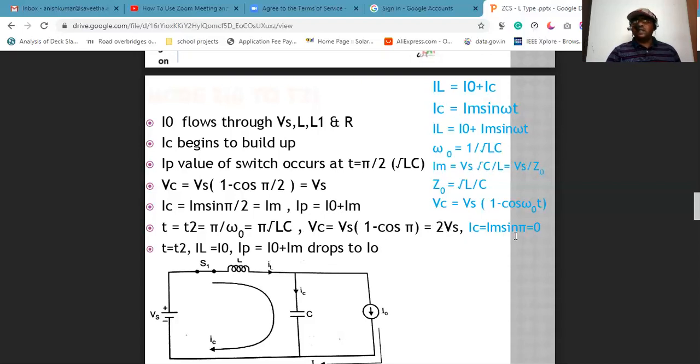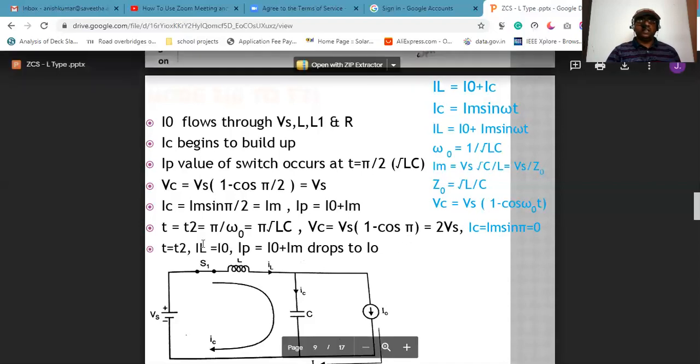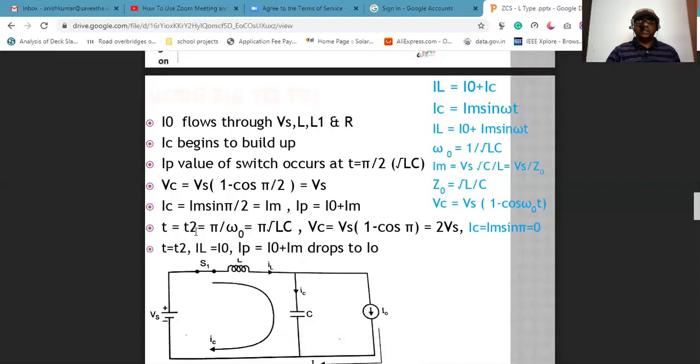So sin pi is equal to 0. So the capacitor current is 0. So at 180 degrees, or at time t is equal to t2, the capacitor current is 0 and the voltage across the capacitor is 2 Vs. At time t is equal to 0, IL is equal to I naught. The inductor current is equal to the capacitor current. So the peak current is I naught plus Im. Then it will start decreasing from the maximum until it comes back to I naught.